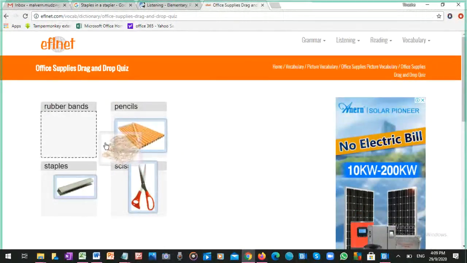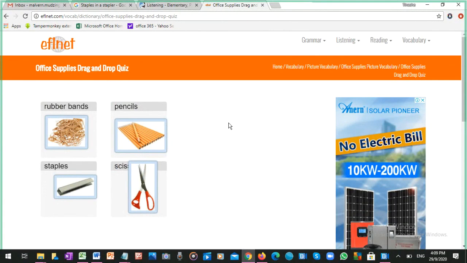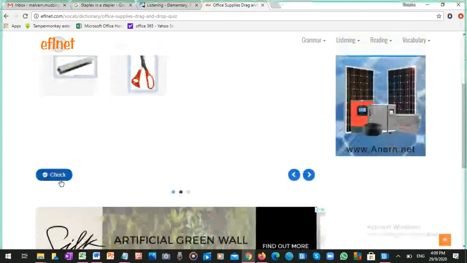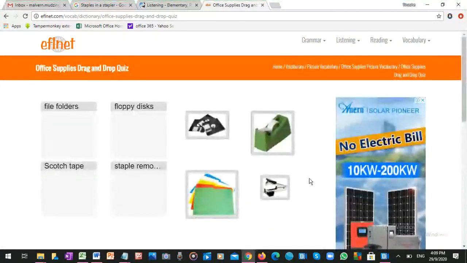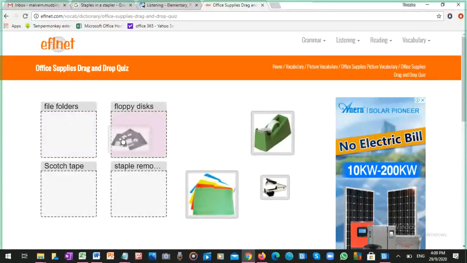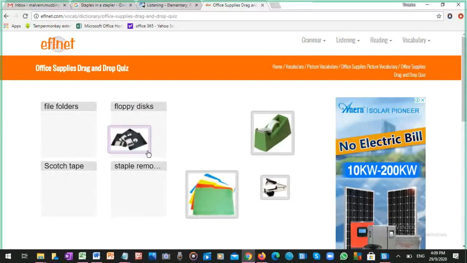And the last ones are rubber bands. Rubber band. Well done. Okay, here we have floppy disks. Floppy disks. Floppy disk. Well done.